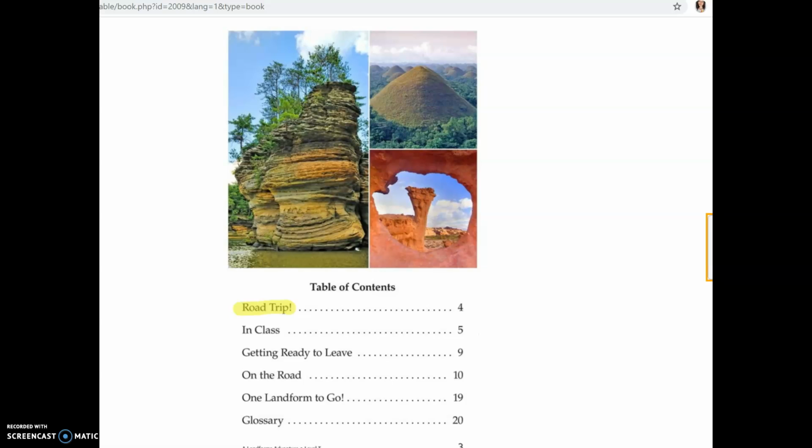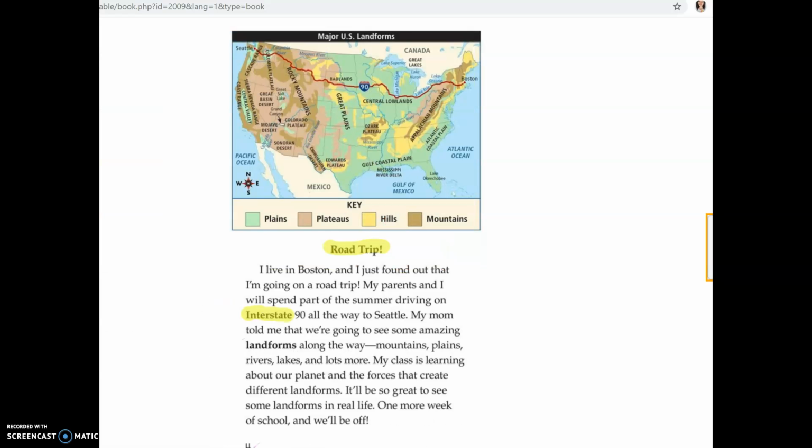So I start on my text walk by looking at my table of contents. My table of contents, this area is very important because it gives us information of what we are going to be reading about. So if you've noticed, I've highlighted our chapter 1, which is road trip. So I'm thinking that in this first chapter, the people in this book might be going on a road trip. Let's take a look at our first page. Again, it says road trip, so I'm thinking they might be going on a road trip.